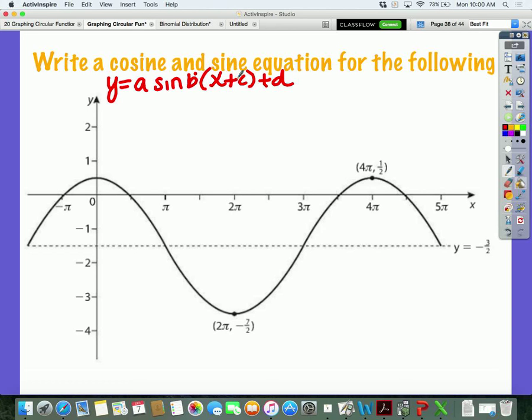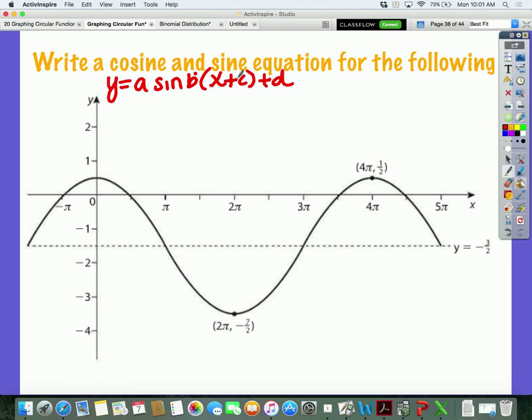So basically, when you're trying to write an equation, you're trying to figure out what A, B, C, and D are. Sometimes C and D can be zero. However, A and B are always going to be some number, because if A was zero, we wouldn't have a function, and if B was zero, we wouldn't have a function. So that's why A and B would have to be some numbers, at least one.